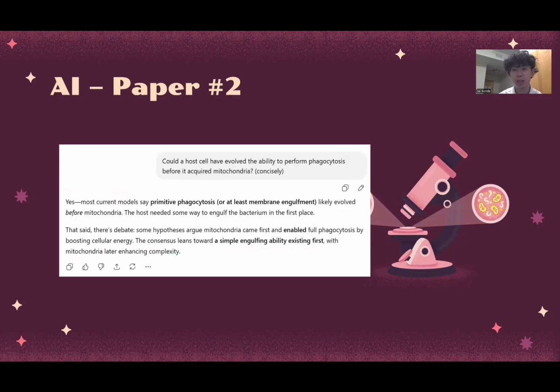And it basically just doubled down on its answer, saying that primitive phagocytosis, or at least membrane engulfment, likely evolved before mitochondria, which kind of just uses circular reasoning without really much supporting evidence. And the paper would respond with the same argument, saying that phagocytosis without oxidative phosphorylation is way too energetically costly. Furthermore, there's no evidence of any primitive prokaryotes with the ability to phagocytize.